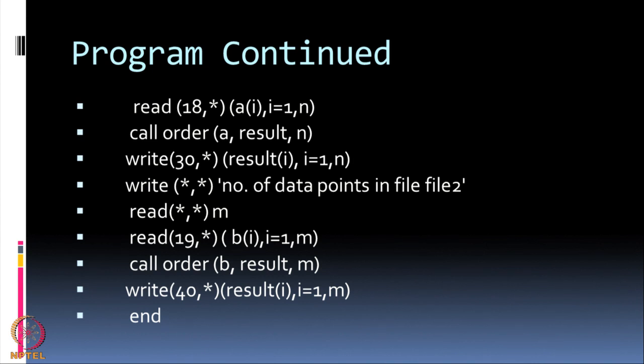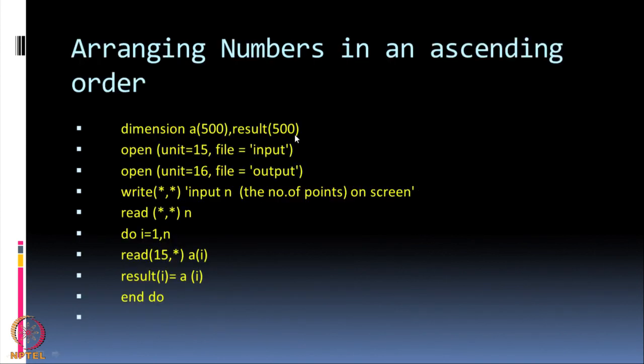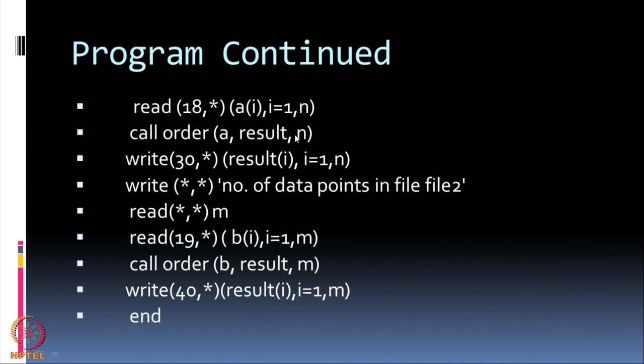And once you have read those 10 numbers, now I want to call that subroutine. Now, see this, call order (a, result, n). a is your initial array, result is the result of converting those numbers in an ascending order, and n is the number of data points that you want to arrange in an ascending order. Okay. So, once you call the subroutine, it will go to the subroutine, arrange all the numbers in an ascending order and write them in the result.